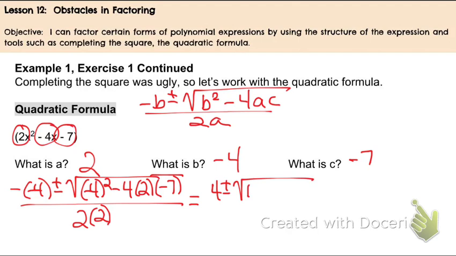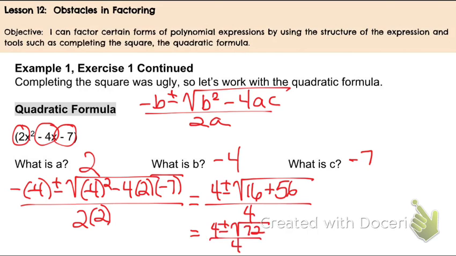-4 times -4 is 16. 4 times 2 times 7. 8 times 7 is 56, and it's going to be positive because you have two negatives multiplied by each other, over 4. So it's 4 plus or minus the square root of 72 over 4.